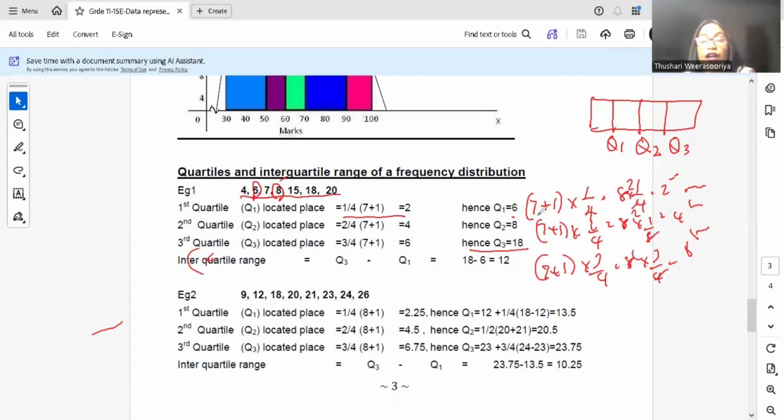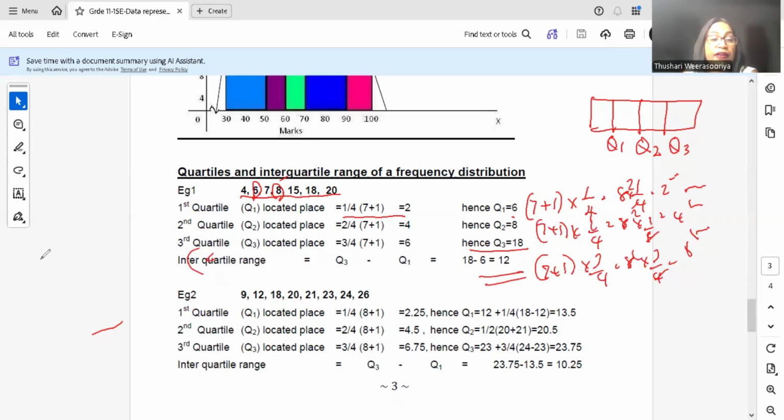Once you find Q1, Q2, Q3, you can find the interquartile range. Interquartile range equals Q3 minus Q1. That is 18 minus 6 equals 12. I assume you can understand, right?